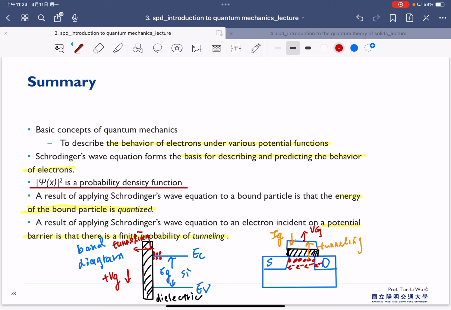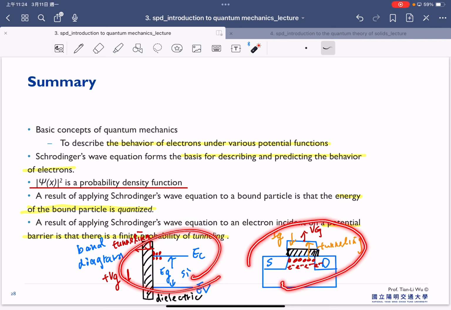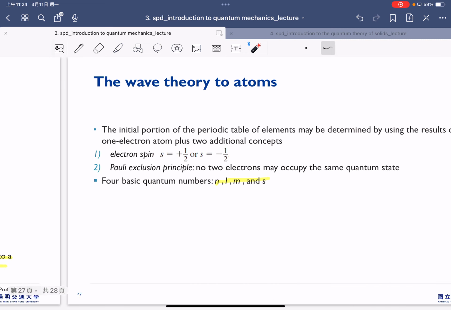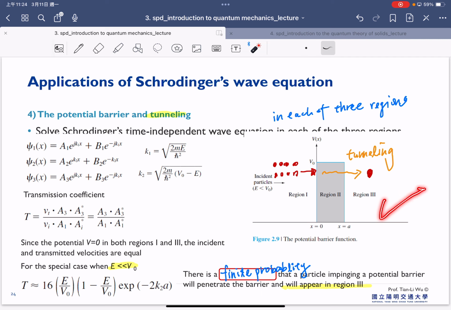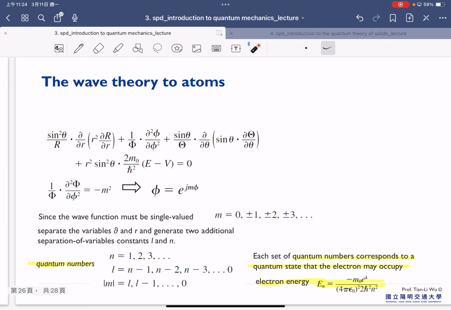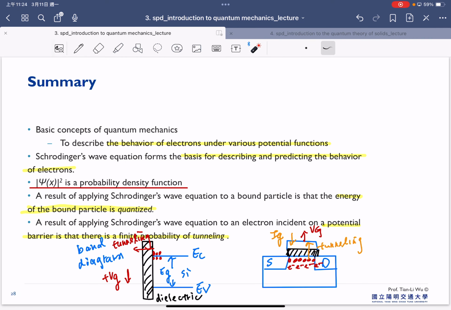So this drawing here is reformed from this device structure, and it is exactly the same as this one, just reversed. This is the dielectric. This is your silicon substrate. You apply bias here, then you have electron tunneling. So this drawing is exactly similar to case 4.